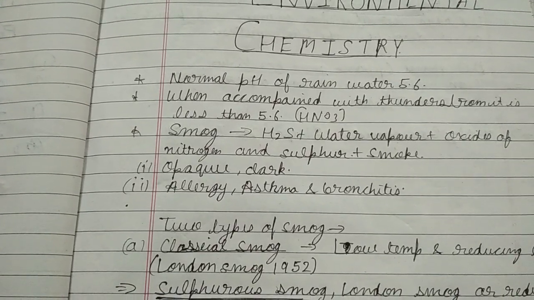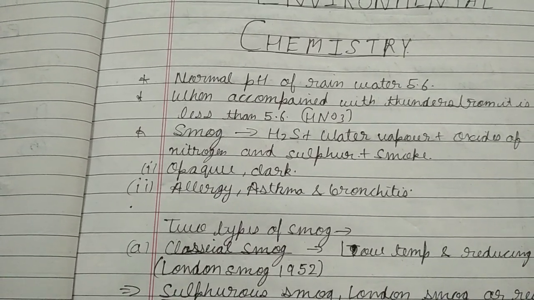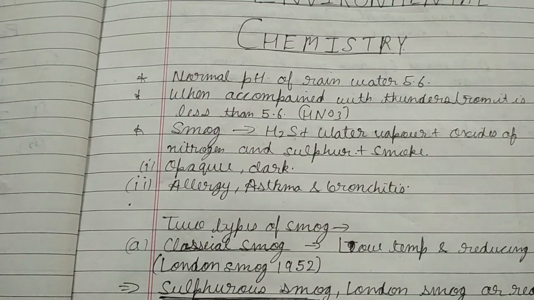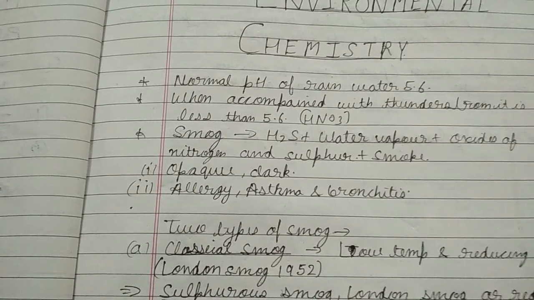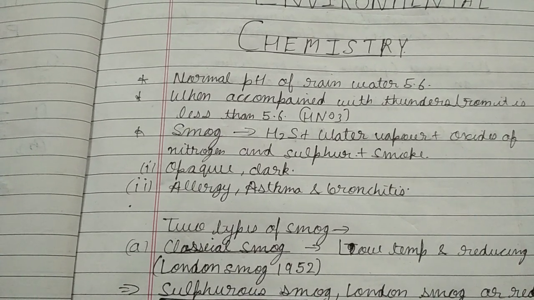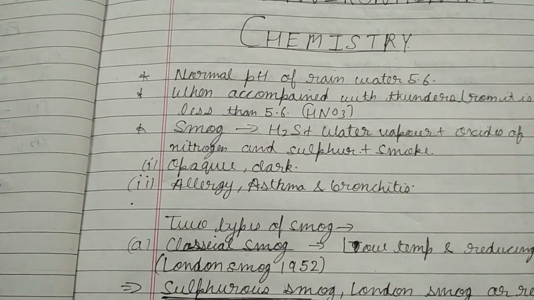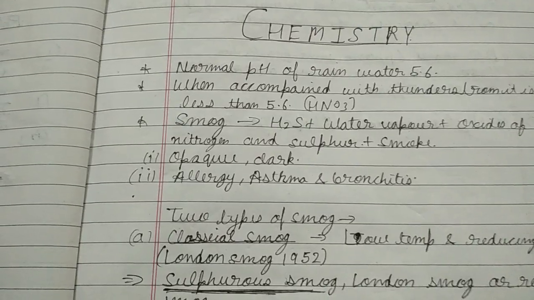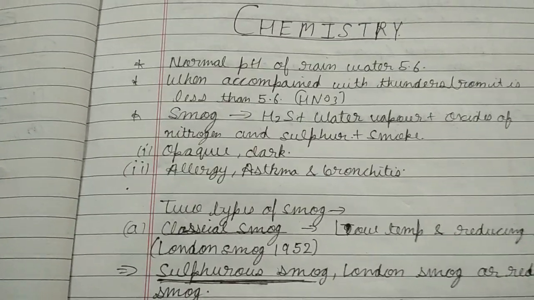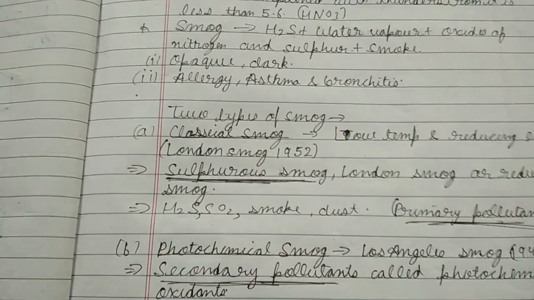Now smog, which is one of the most famous topics of this chapter. What is smog? Smog is made up of hydrogen sulfide, water vapor, oxides of nitrogen and sulfur, plus smoke in it. It is opaque and dark. It causes allergy, asthma and other diseases. There are two types of smog.